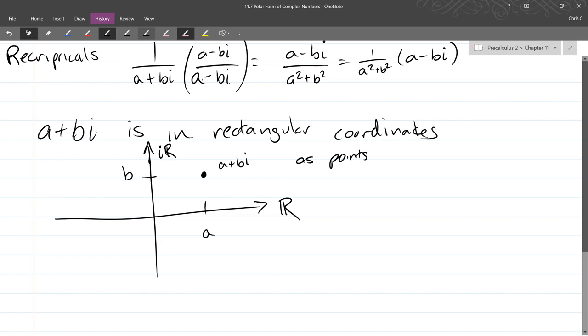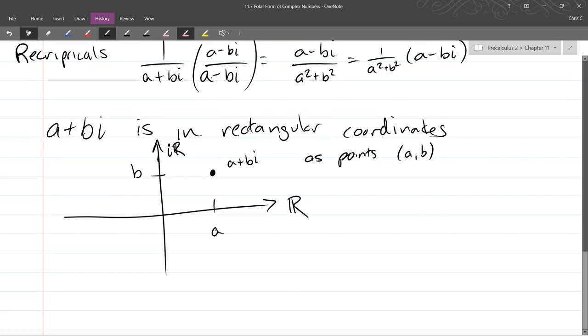So if you want to write this as a point, you just write it a comma b. So go over a, go up b. We're just writing it as complex numbers, a plus bi. So you get your horizontal and vertical components, a and b. The i is really just a placeholder to tell you that that's the vertical component. So right now you should be wondering, why in the world are we doing complex numbers in trigonometry class?